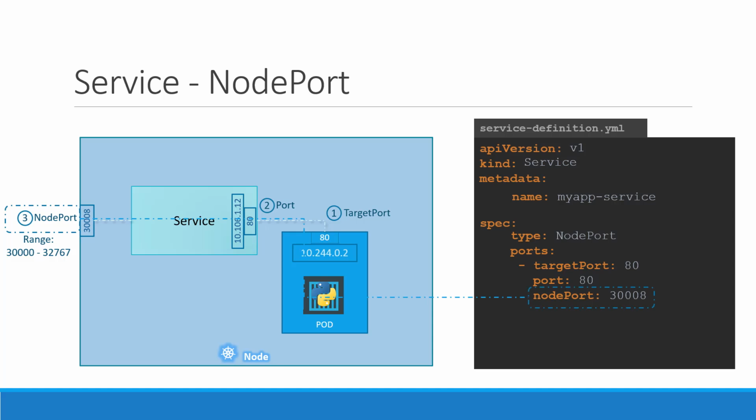Remember that out of these, the only mandatory field is port. If you don't provide a target port, it is assumed to be the same as port, and if you don't provide a node port, a free port in the valid range between 30,000 and 32,767 is automatically allocated. Also note that ports is an array, so note the dash under the port section that indicates the first element in the array. You can have multiple such port mappings within a single service.